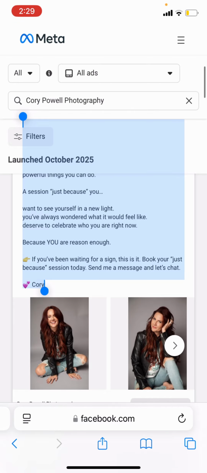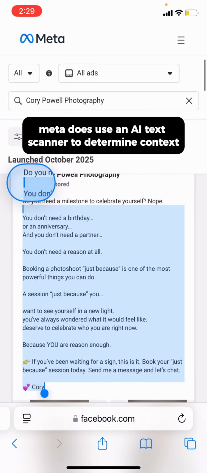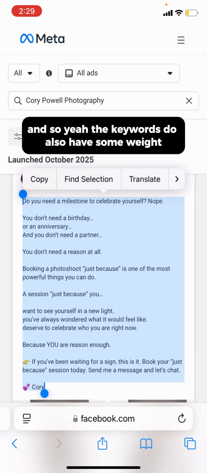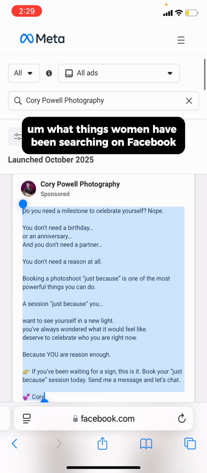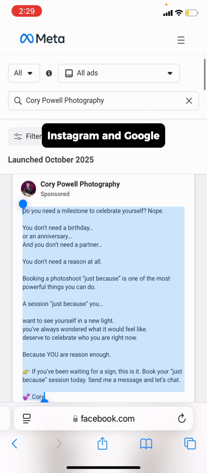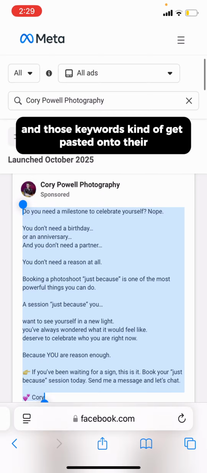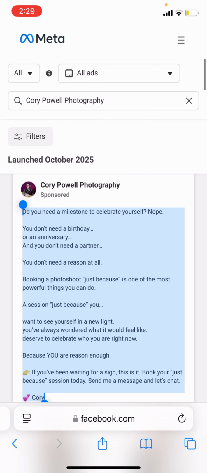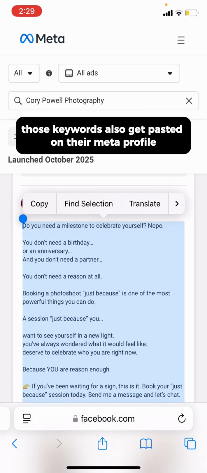actually send a DM. And there's also some weighting of the keywords in our ad text, because Meta does use an AI text scanner to determine context. So yeah, the keywords do also have some weight, in three ways. One is what women have been searching on Facebook, Instagram, and Google, because they all share data, and those keywords get pulled in and pasted on their Meta profile. Second, keywords and other ads they've interacted with on Facebook and Instagram. Those keywords also get pasted on their Meta profile.